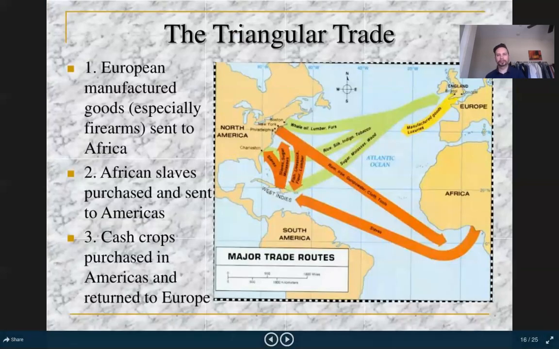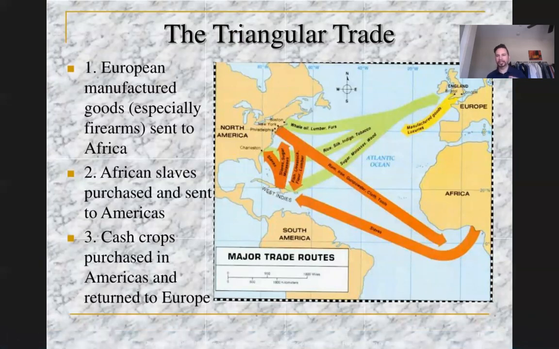So there's a thing called triangular trade, and if you've taken a U.S. history class, you've probably seen this. This basically was a system of trade where manufactured products were brought from Europe to the Americas and West Indies and even Africa. And they were traded for raw goods that came from the New World or slaves that came from Africa.